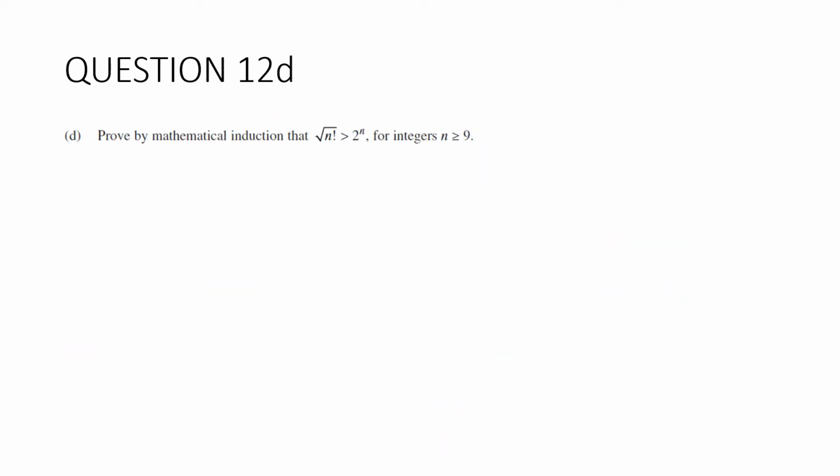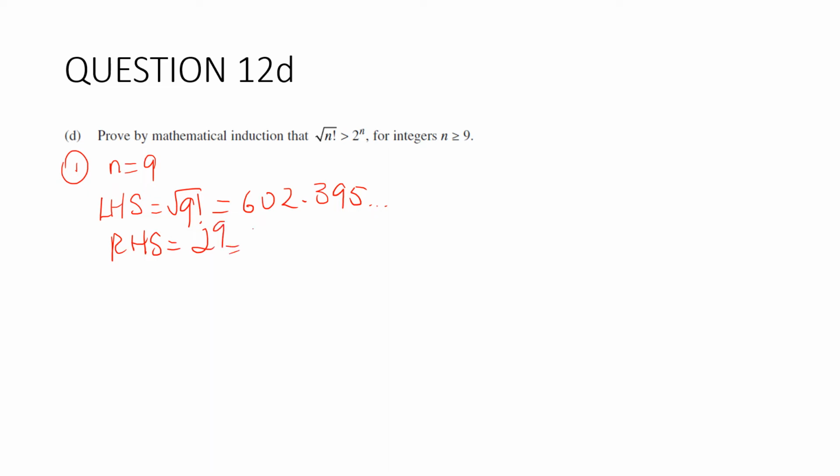Prove by mathematical induction that the square root of n factorial is greater than 2 to the n for integers n greater than or equal to 9. Step 1, prove it's true for n is equal to 9. The left-hand side is the square root of 9 factorial, which is 602.395... The right-hand side is 2 to the 9, which is 512. Therefore, yes, it is true for n equals 9.